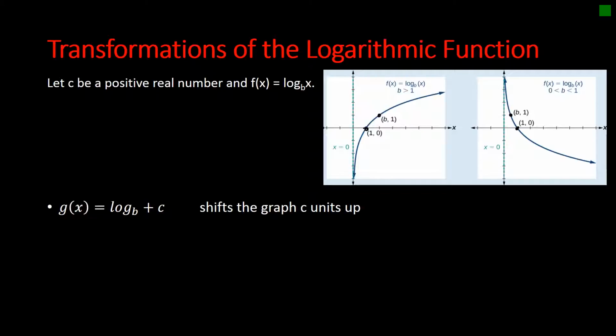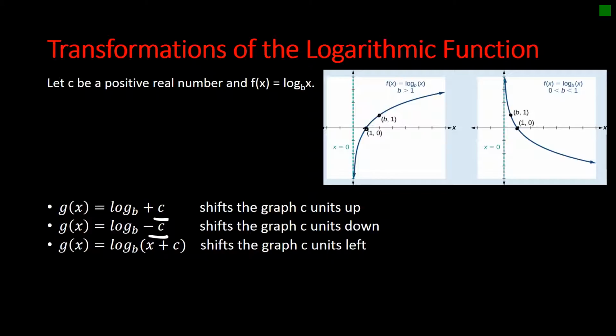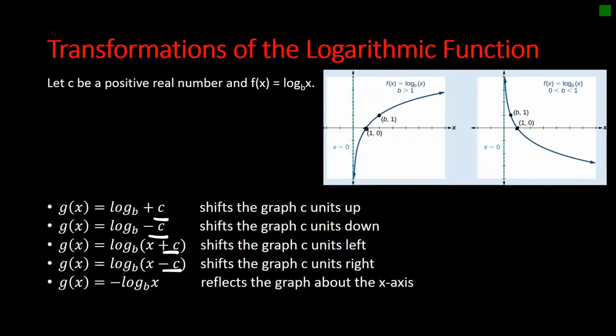So if you add c to the function, then it's going to shift the graph c units up. If you subtract, c units down. If you add within what you're taking the log of, it's going to be c units to the left. If you subtract, it's going to be c units to the right. A negative in front of the log represents a reflection about the x-axis. And then a negative inside the log represents a reflection about the y-axis.